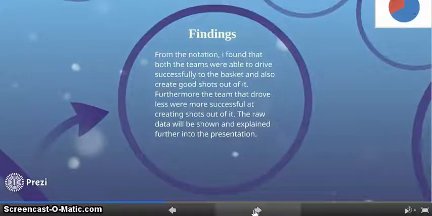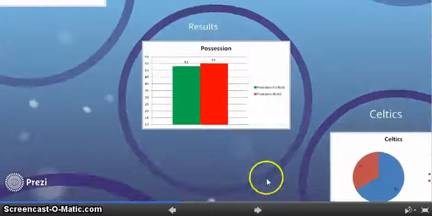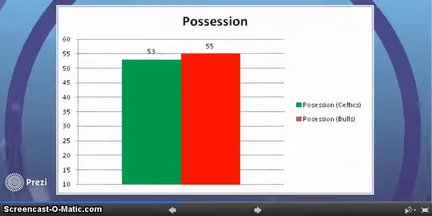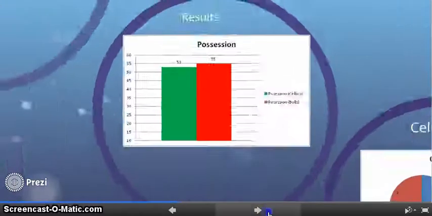Moving on, from the findings, I found that both teams were able to drive to the basket successfully and create good shots out of it. Furthermore, the team that drove to the basket less was more successful at creating good shots out of it. Right here you can see the possessions, and you can see the Bulls had more possessions than the Celtics by 2.